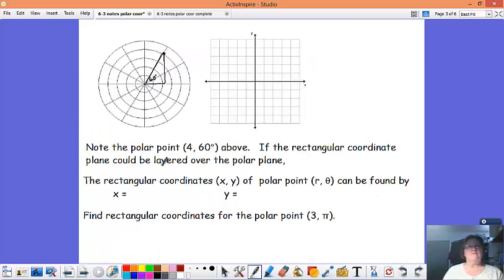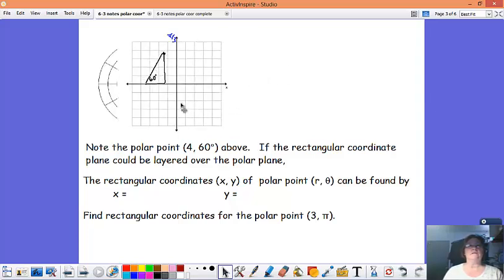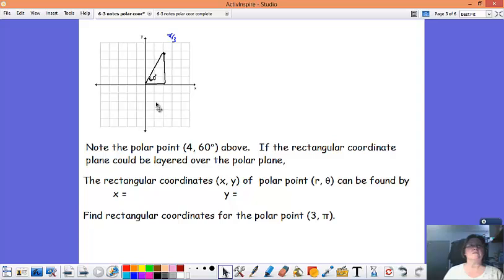Okay, I'm going to ask you to take a look at the polar point (4, 60°), which is plotted up here. It's on the 60-degree angle mark, or pi thirds if you were in radians. So I'll just write that up there. It's on the 4th ring out. If we could, by some magic, layer the rectangular coordinate plane over the polar plane, and fortunately I do have that magic, look what happens there, folks.